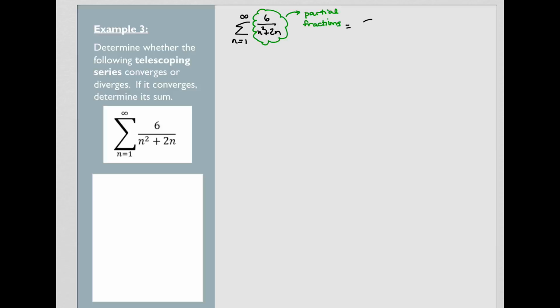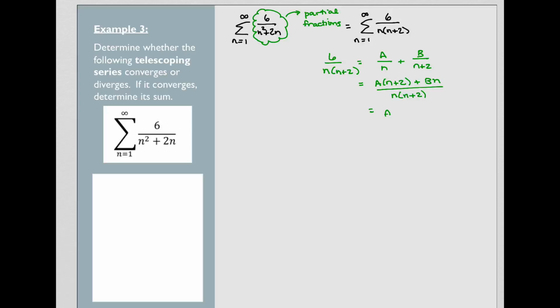So the first step we're going to have to do is factor. I need to factor my denominator. So I have 6 over, to factor this, let's pull out an n. So I have n times n plus 2. And we're going to use partial fractions now. So remember, this means 6 over n times n plus 2 can be written as two fractions, A over n and B over n plus 2. And so if I do some algebra, I can put these two fractions together, A times n plus 2 and B times n gives us the common denominator of n times n plus 2.